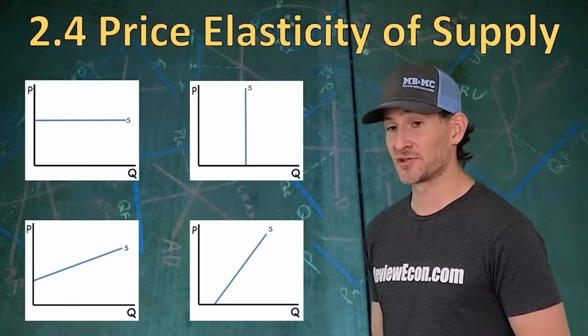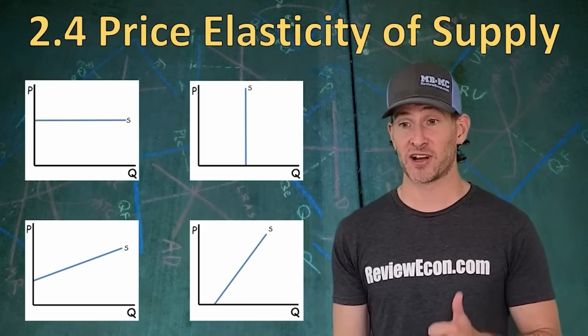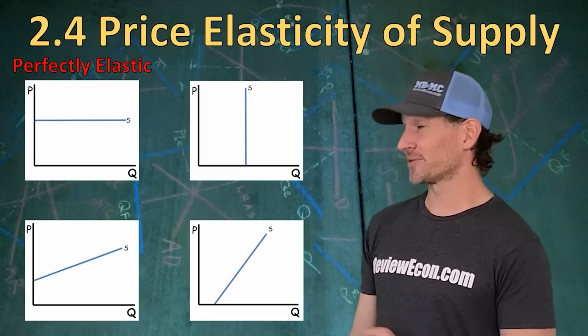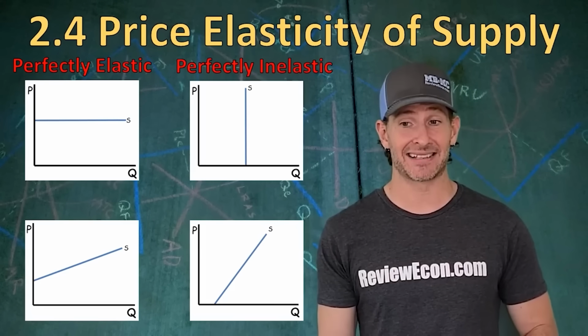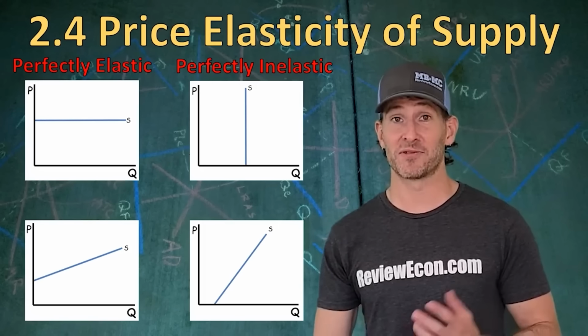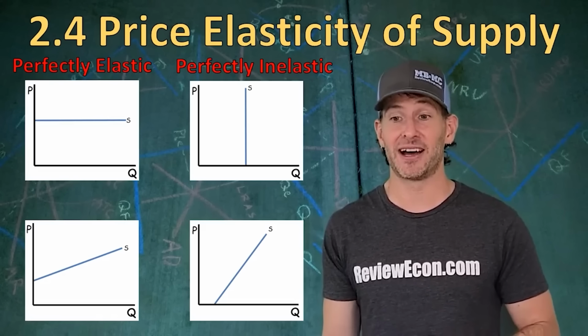Here's what they look like visually. First, we got some extreme ones. We call this perfectly elastic. That's a horizontal supply curve. A vertical supply curve is perfectly inelastic. That'll be a coefficient of 0, where the horizontal one was a coefficient of infinity or undefined.